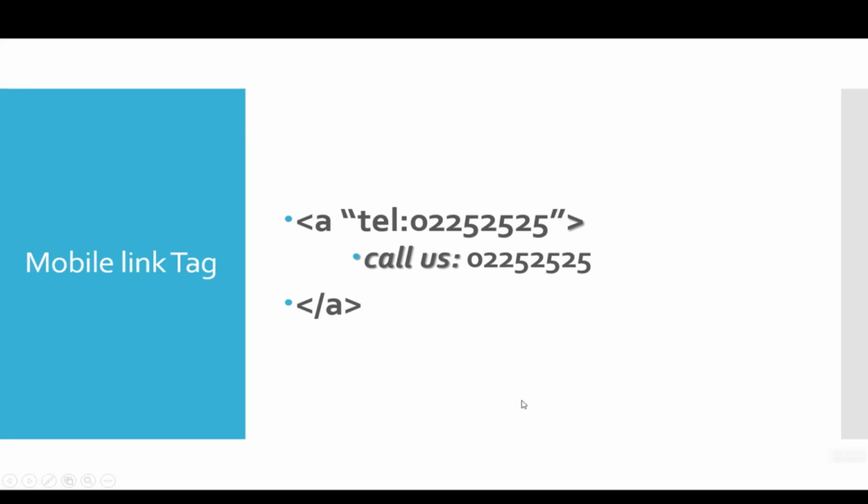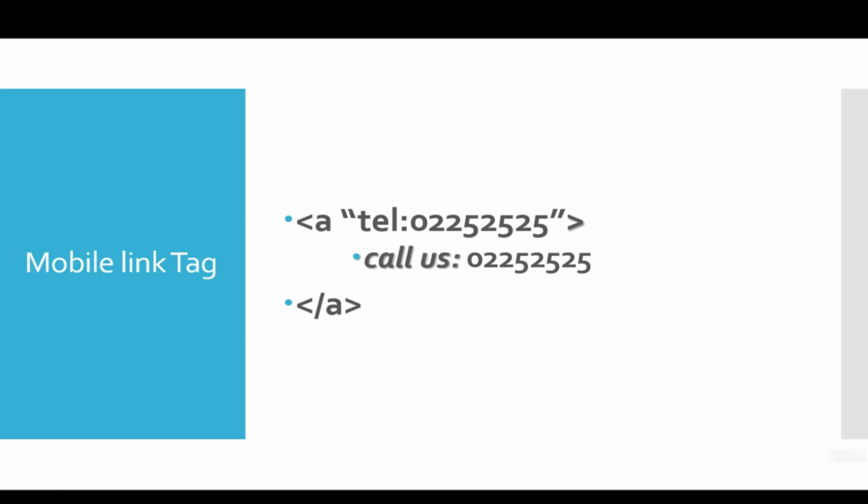The next tag we have is the mobile link tag. The mobile link tag is used if you want someone to call you from their internet browser, so you display your number over there. If you click on that link, your number will be copied to their mobile phone. So how can we do that?